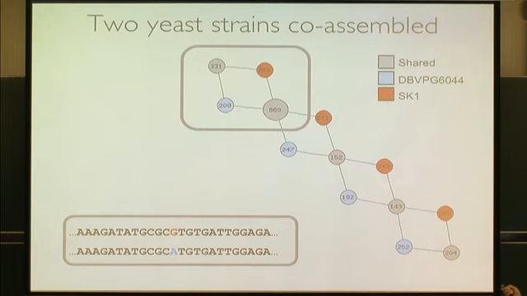This is with two yeast strains co-assembled. You get a little pattern like this where the grey are regions which are identical and present in both, and the blue and red are present in only one sequence or the other. And the number inside is the length, and we're using 100 base reads, I think. So here we have a singleton at this position, a single base difference, and we pick that up.